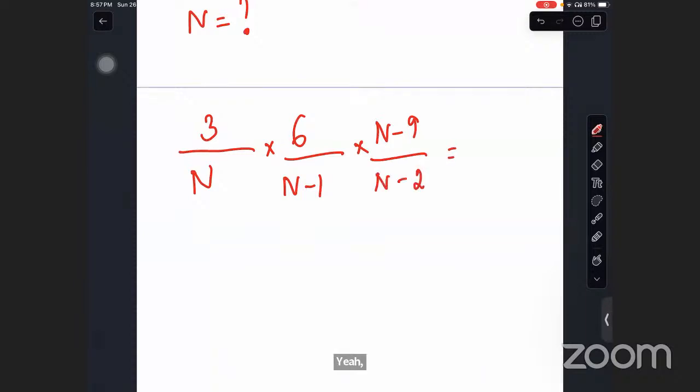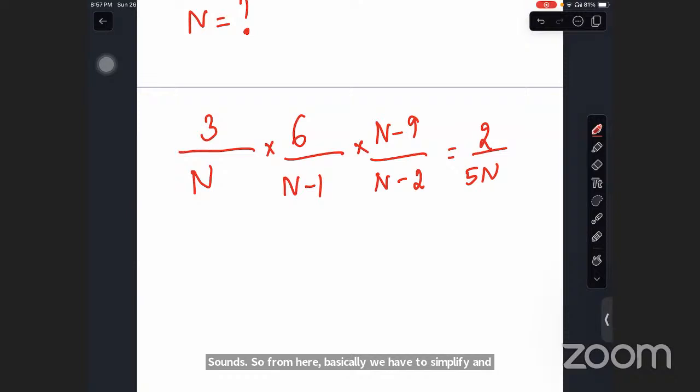This is equal to, they have given 2 divided by 5n. So from here, basically we have to simplify and we'll be getting possible values of n. You can clearly see we'll be able to get an equation, probably a second degree equation in terms of n. Then we'll come to know the exact value of n.